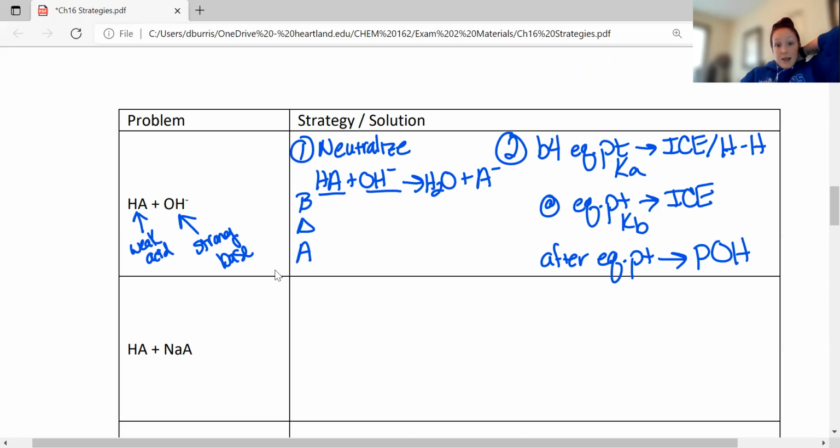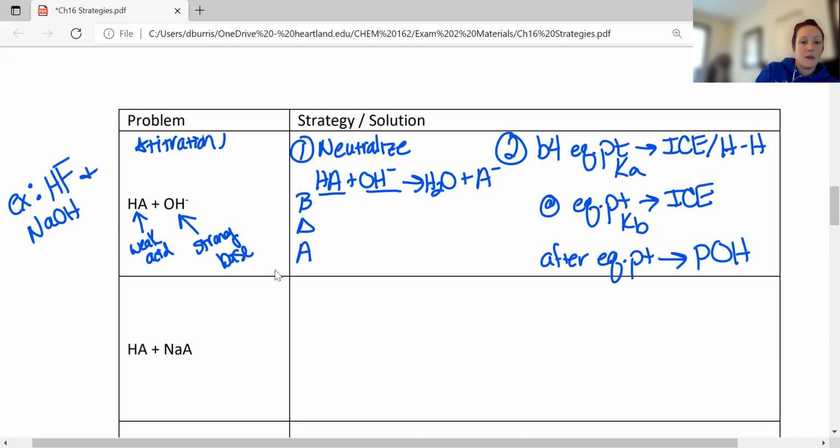Okay, so you have to pay attention to what you have left over. Think about what's in the solution. Is there acid in there? Has it all been neutralized, or is there extra base in there? Okay, and this would be an example like I had HF, so a weak acid, and I'm adding NaOH. So this is like a titration. Okay, questions on that one? Those are the most difficult and complicated ones for titration calculations.